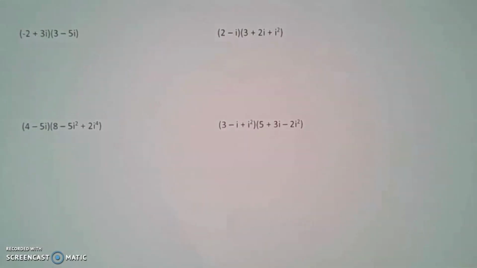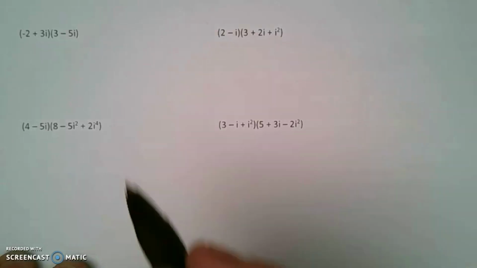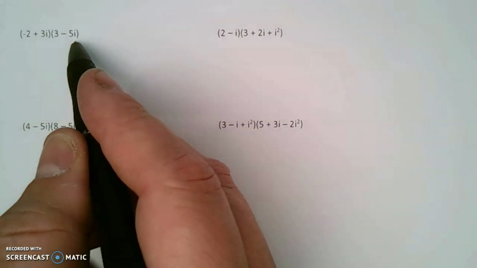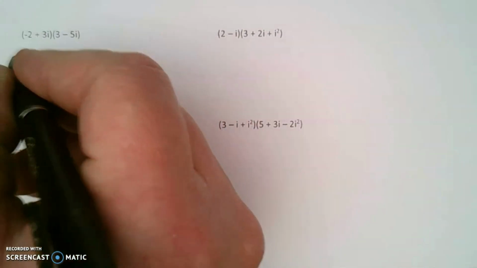All right, so we're going to do some multiplication with complex numbers. I'm going to do these 4 problems here. So start here, you've got minus 2 plus 3i times 3 minus 5i. We're going to multiply these. You can do it a couple of different ways.